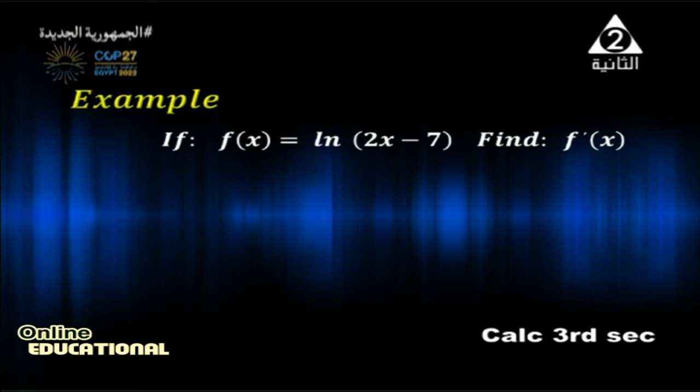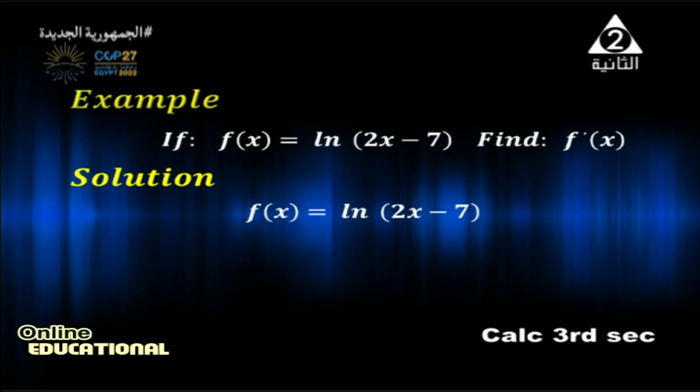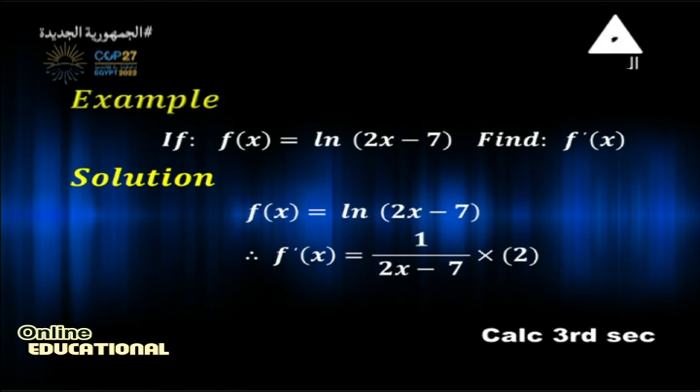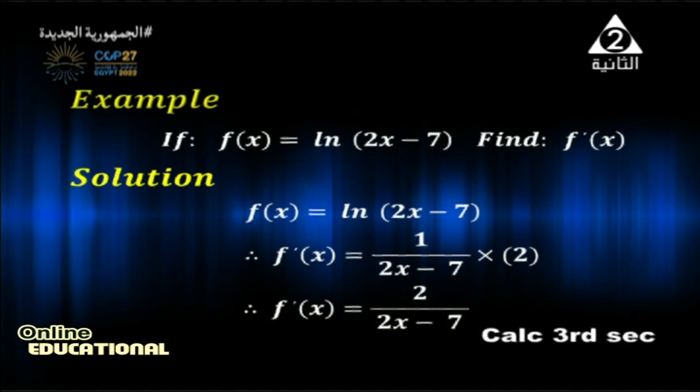If the function f of x equals ln between two brackets 2x minus 7, find f dash x. The function f of x equals ln 2x minus 7, then f dash x equals 1 over 2x minus 7 multiply 2. That is, 1 over the number behind ln multiply the derivative of 2x minus 7, which equals 2. Then f dash x equals 2 over 2x minus 7.